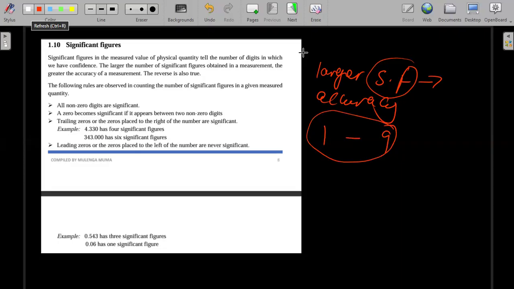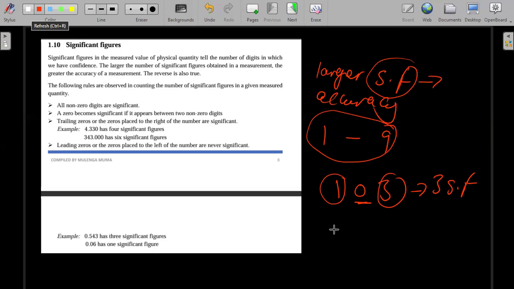Then the other one: if you have a zero in between numbers, that zero is going to be a significant figure. So for example, you have 103. This zero is in between digits, in between 1 and 3. So that will mean that this zero here is going to be a significant figure. So here you end up having 3 significant figures.